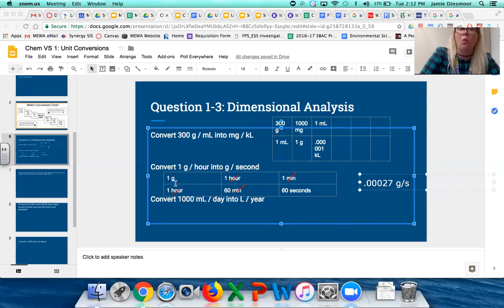You're going to do 1 times 1 times 1, which is 1, divided by 1, which is 1, divided by 60, which is point something, something, something, divided by 60, which will give you this final answer. So you're just going to multiply everything on the top boxes and then divide by everything on the bottom boxes. Okay, great question though.